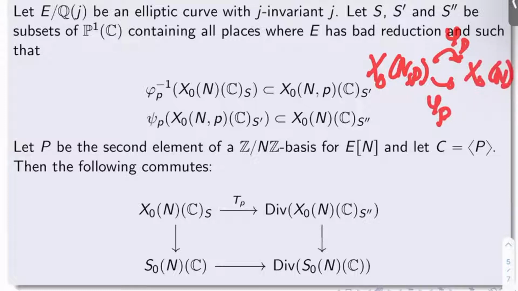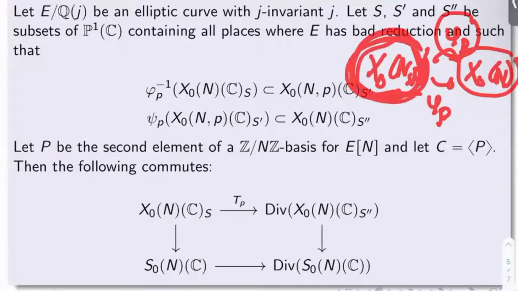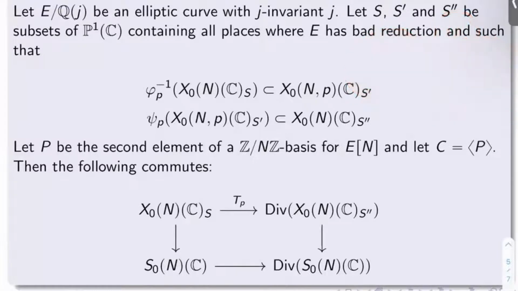I want to make sure that if I grab a hold of the S complex points here and look at their pre-image under phi sub P here, that's contained in the S prime complex points here. In other words, I want compatibility, okay? And then I also want to make sure that when I take psi sub P of the S prime points here, that I end up in the S double prime complex points here. I want all these sets to match up in a nice way, basically.